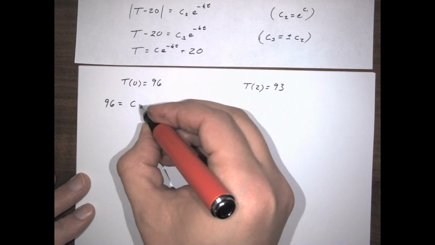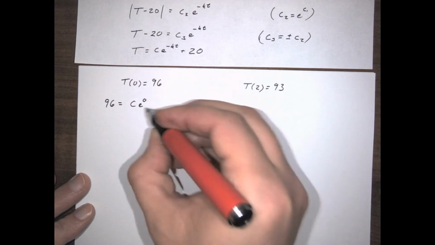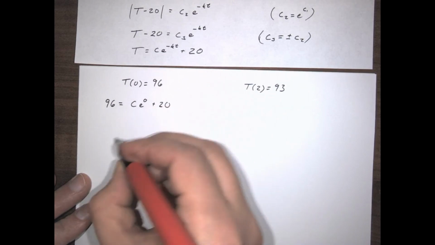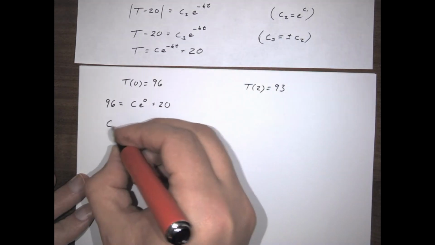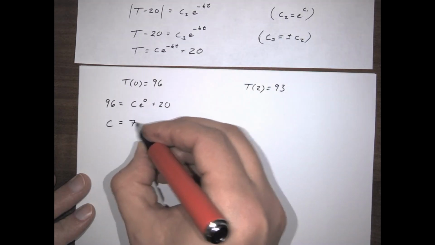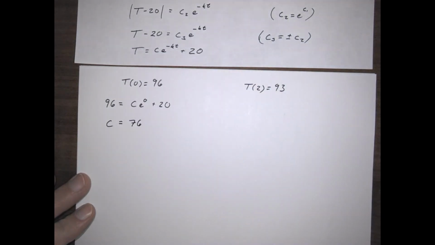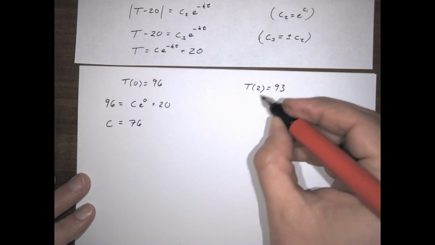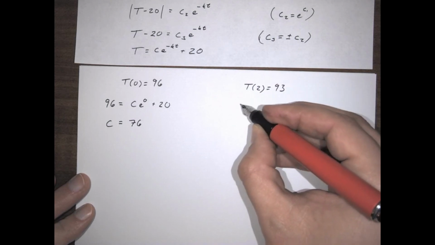Equals mystery C times e to the 0, nice, plus 20. So that's just going to equal 1, which means then C is just going to equal 76. All right, well, that's nice. Now we can use that in the equation that we're going to get over here.